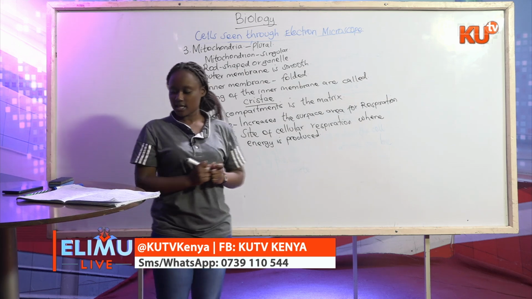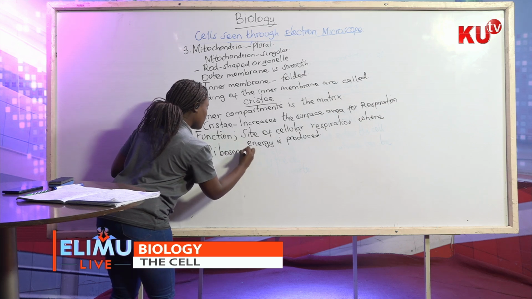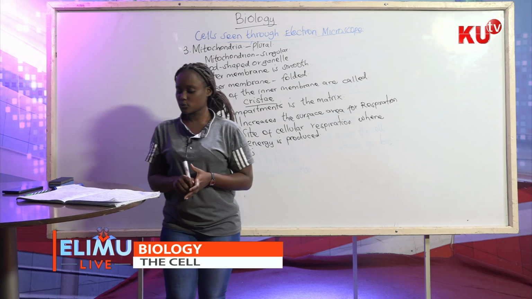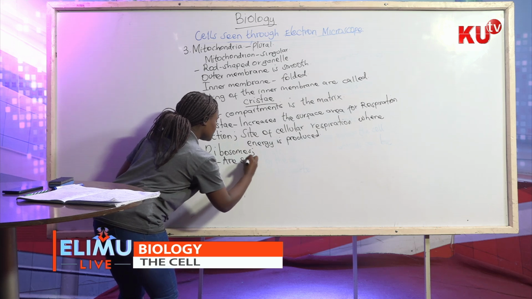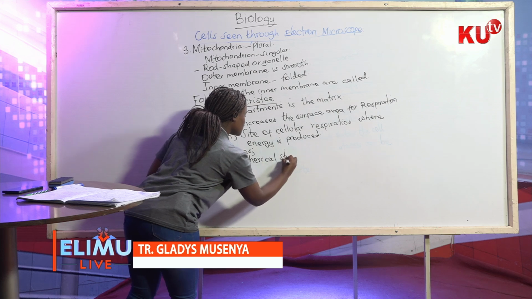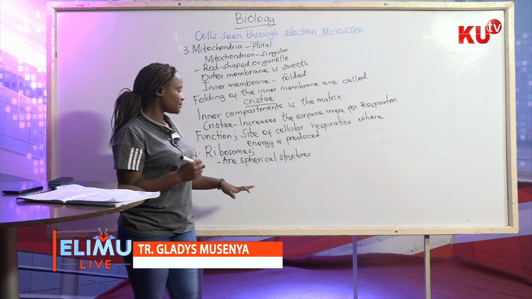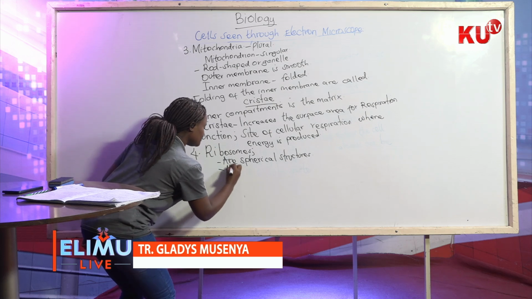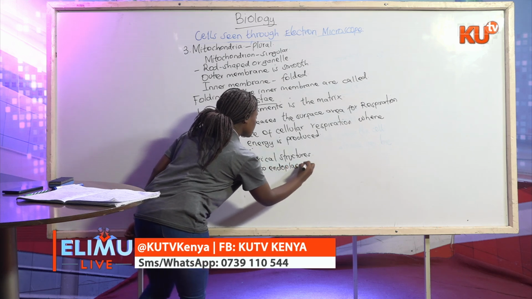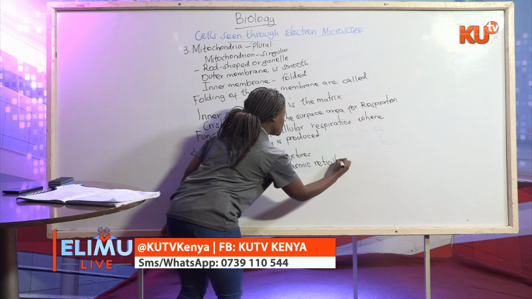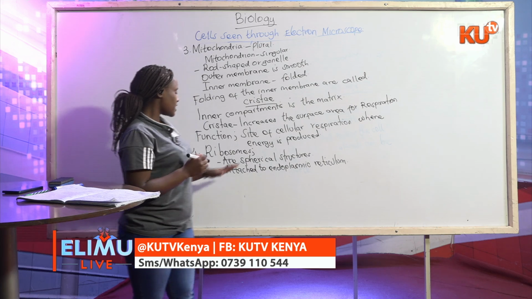We go to our next organelle, that is ribosomes, our fourth organelle. Ribosomes are small spherical structures. They are attached to endoplasmic reticulum, and they consist of protein and ribonucleic acid.